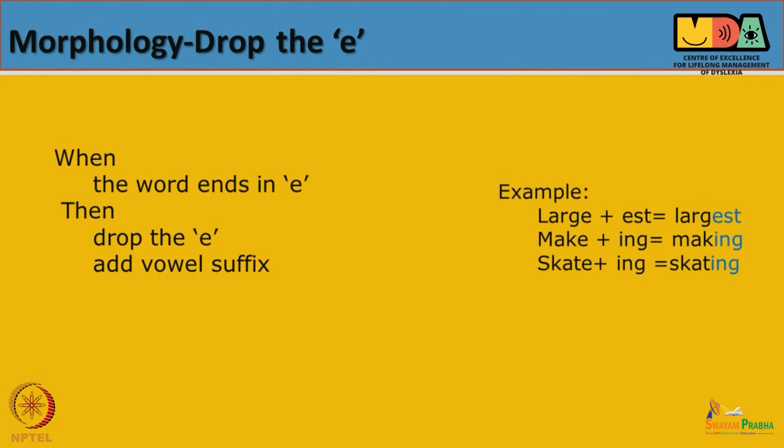Another word, make. When you have make where E is ending the word, you want to add ing, then drop the E and add ing and come up with making. Let us take the word skate. Skate ends in E, what I have taught you before as the magic E. Then I remove the E to add ing and I come up with skating. So, drop the E. When you have a word ending in E, in order to add the vowel suffix, you drop the E and you add your vowel suffix.